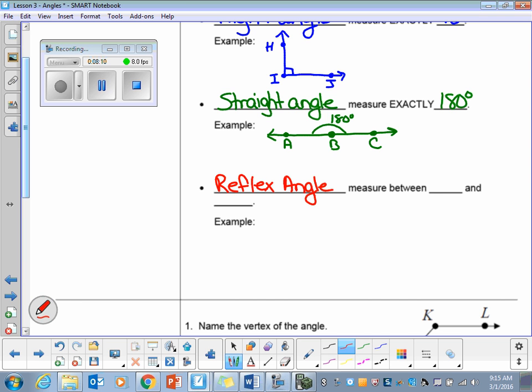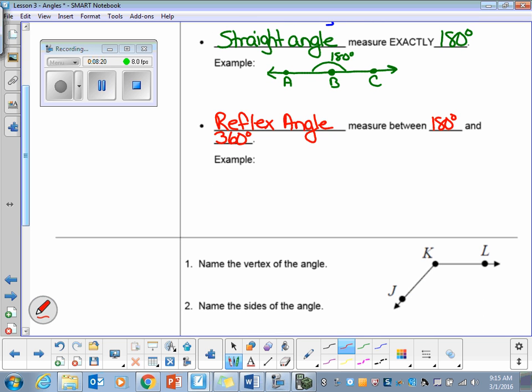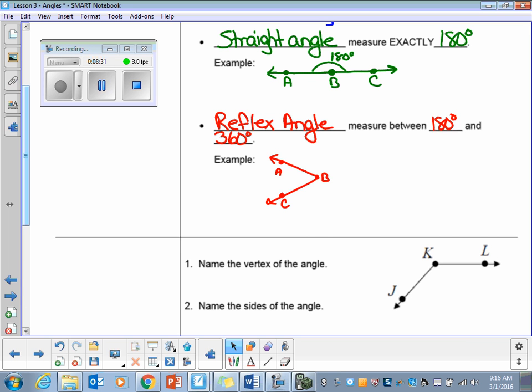Now this has to measure between 180 degrees and 360 degrees. 360 degrees is a complete circle. Okay, so let's look at what a reflex angle would look like. A, B, C. Now if I leave this drawing the way it is, that is an acute angle. If I want someone to look at the reflex, I am going around the outside, and I have to draw this part of a circle around the outside of the vertex to let them know that's what I'm talking about.